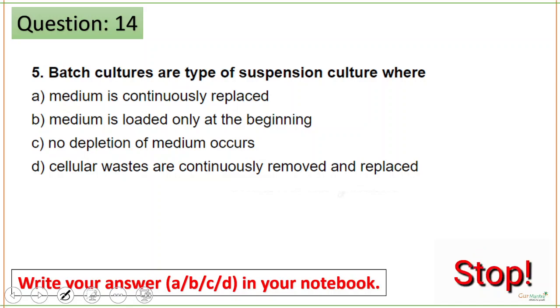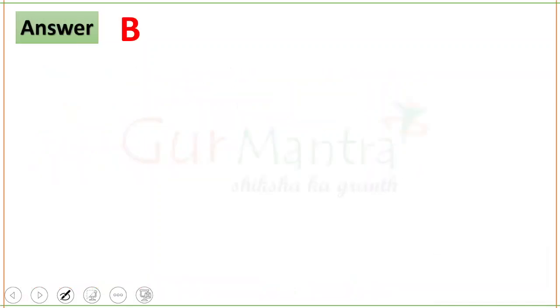Okay, so the question is, batch cultures are a type of suspension culture where the medium is loaded only at the beginning. After that it is completely closed and the process goes on and you will get the products at the end of the process. So this is what happens in a batch culture. So option B is the correct answer. Next question.